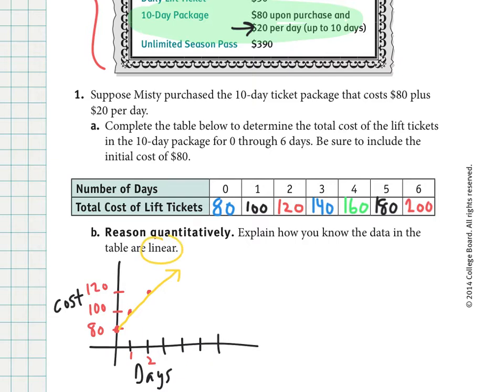You can tell this also from the table. If you take a look at the rate of change, to go from 80 to 100 was up 20. To go from 100 to 120, still up 20, then up 20. So the cost is going up 20 each time the number of days increases by 1. That change in cost over change in days remains constant at 20. And again, that value is what we learned is called the slope of the line. Remember, it's the change in the y values over the change in the x values.